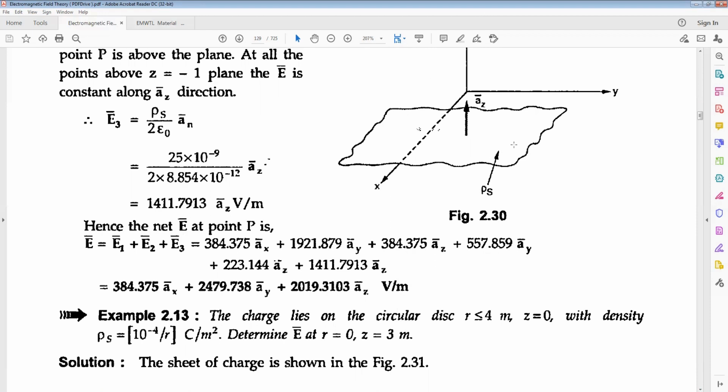It is parallel to the XY plane, at the Z equals minus 1 plane, so above the Z equals minus 1 plane it has only the Z component. So add all the AX components, AY components, and AZ components. Finally, you get E bar, the total electric field intensity for the point, line, and surface charge density.